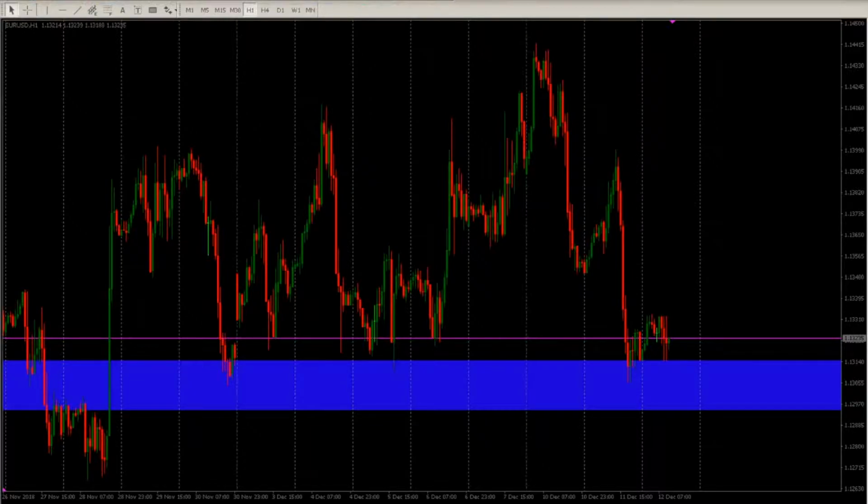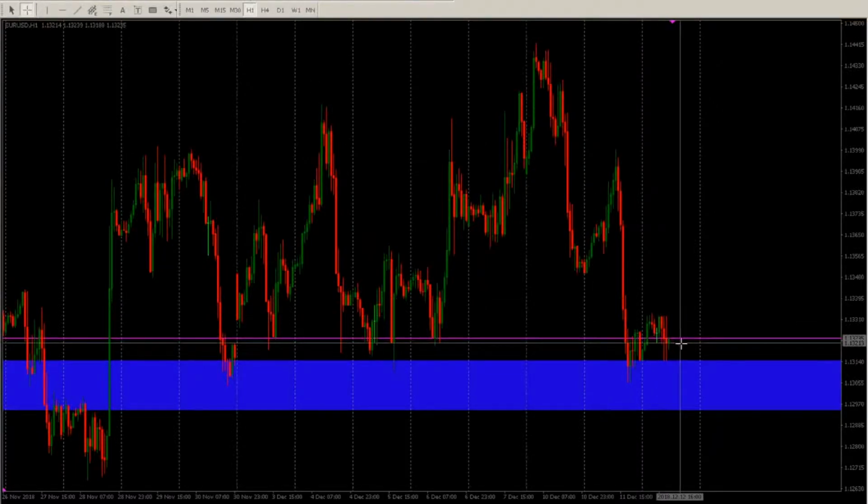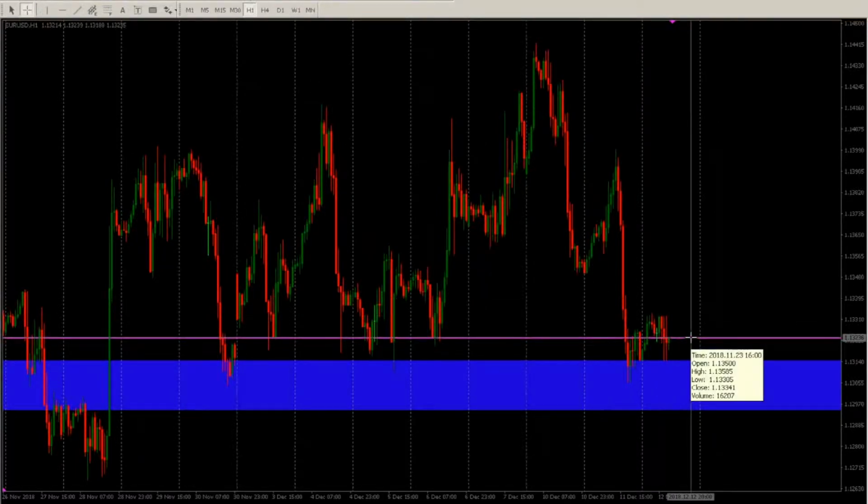So you wait. This is 11:52. You wait for 12 o'clock for this candle to close. If it closes like this, the way it is, execute that buy order with good risk management. You enter, you set your stop loss here, below all this low.